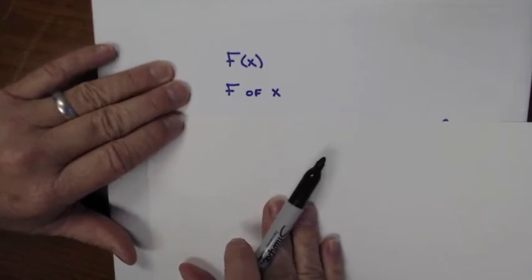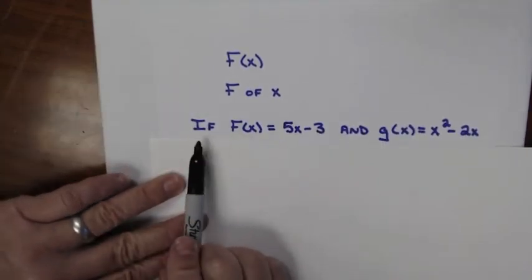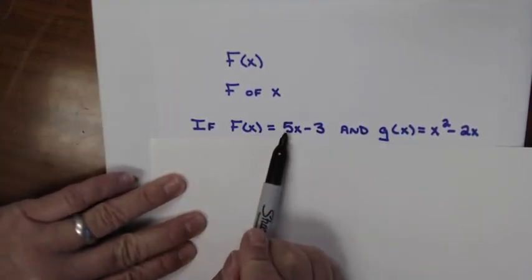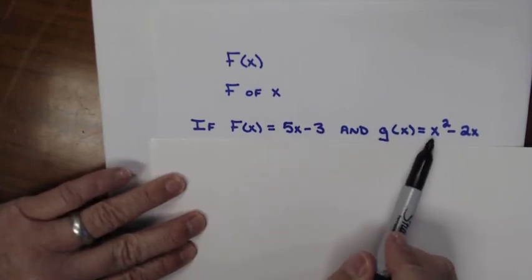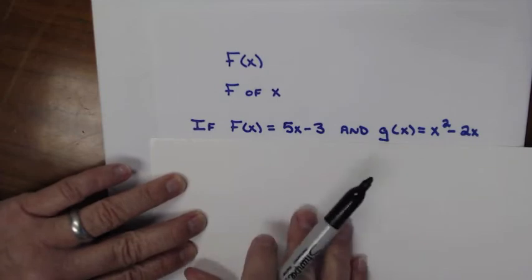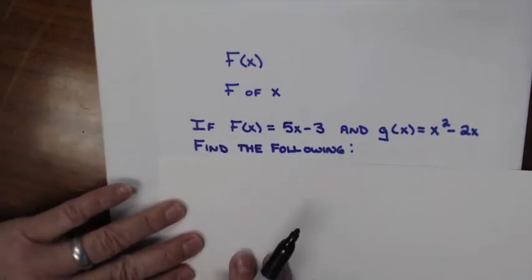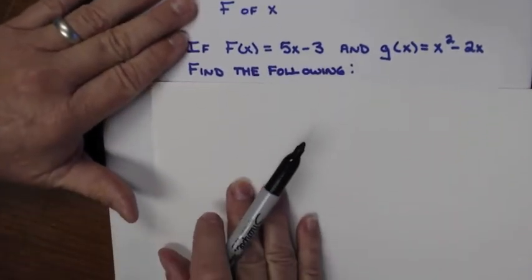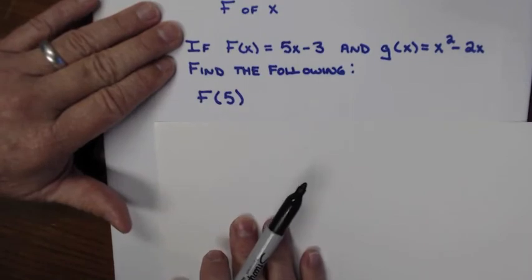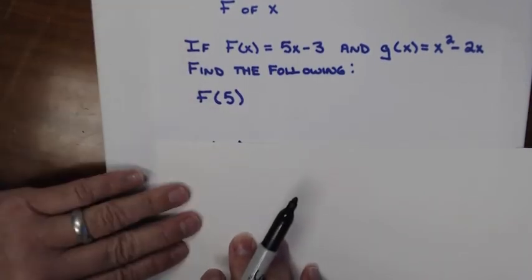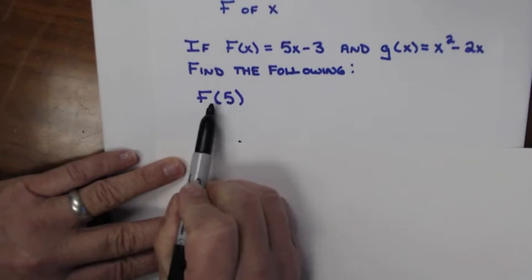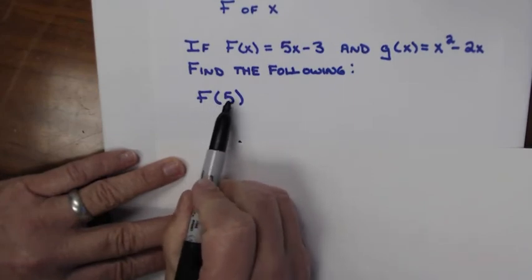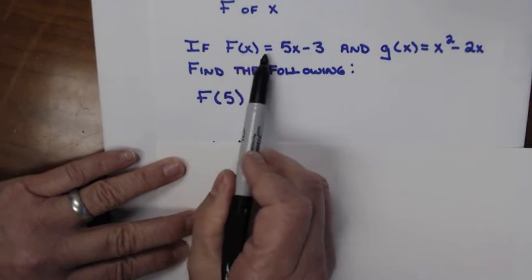And then they will give you problems that look like this. If f of x is equal to 5x minus 3, and g of x is equal to x squared minus 2x, find the following. So let's look at what they want us to find. The first one they want us to find is f of 5. They want us to take 5 and plug it into this equation right here.